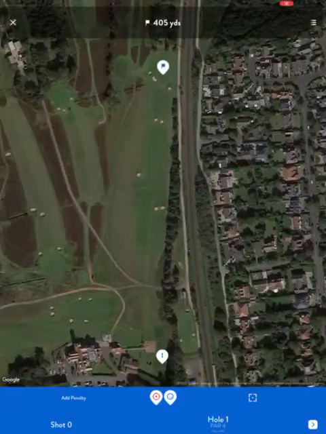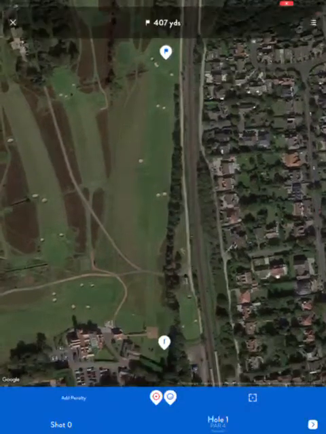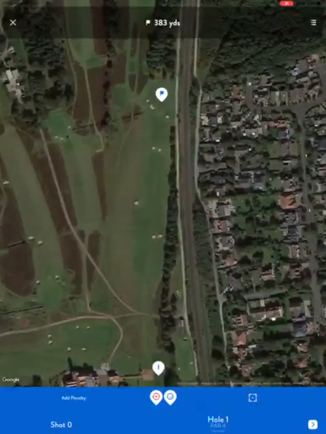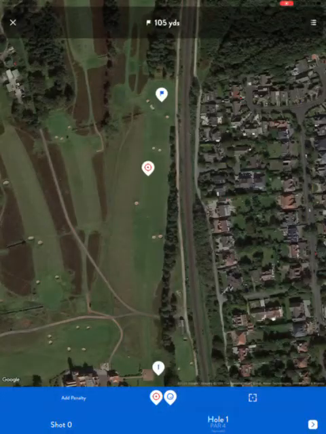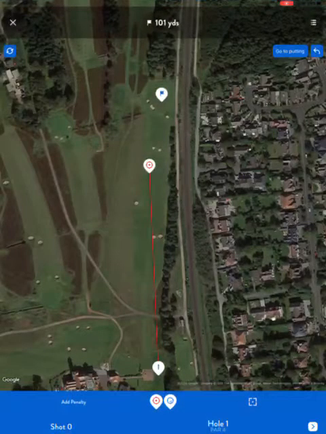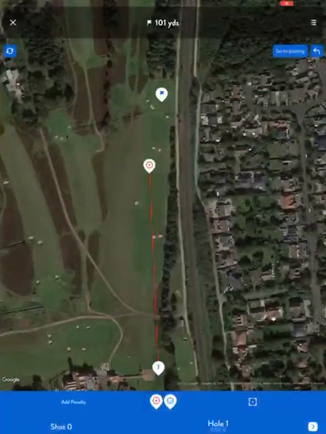You can adjust the tee and the pin position simply by dragging on them. And then we use this red target icon at the bottom to draw on the line that we were aiming for the ball to finish on. This is a really key metric.